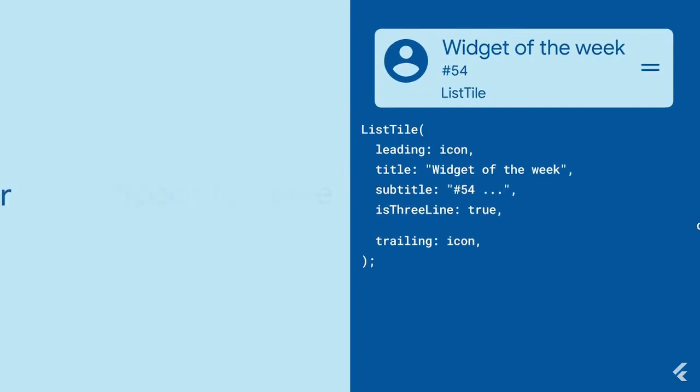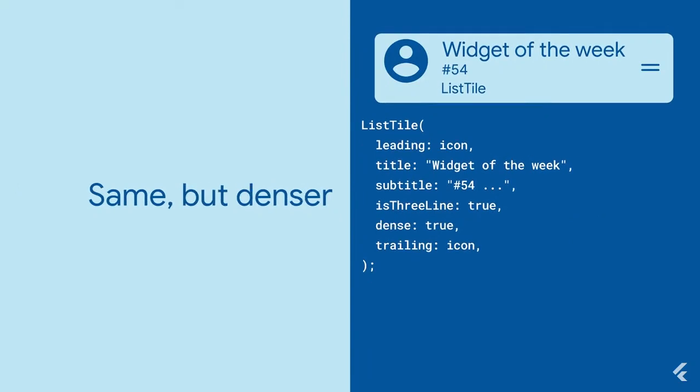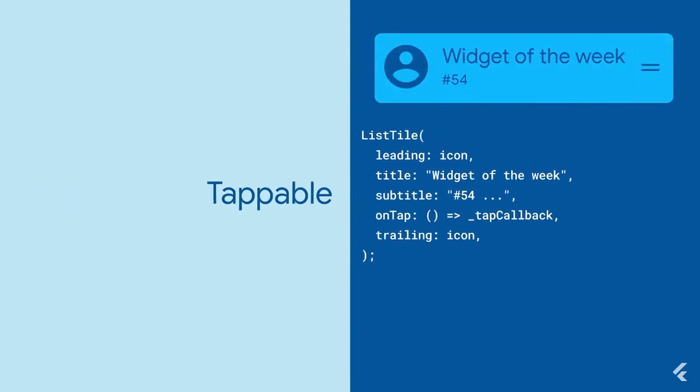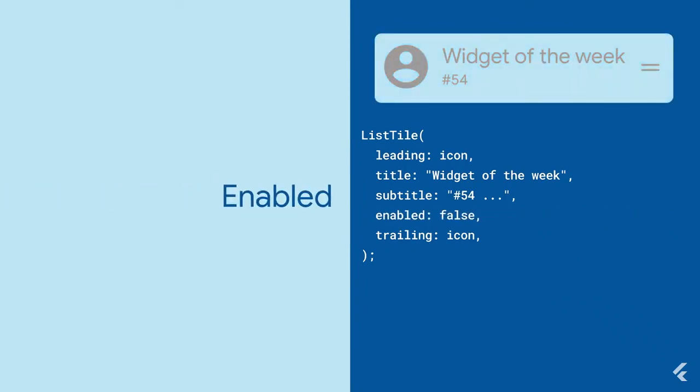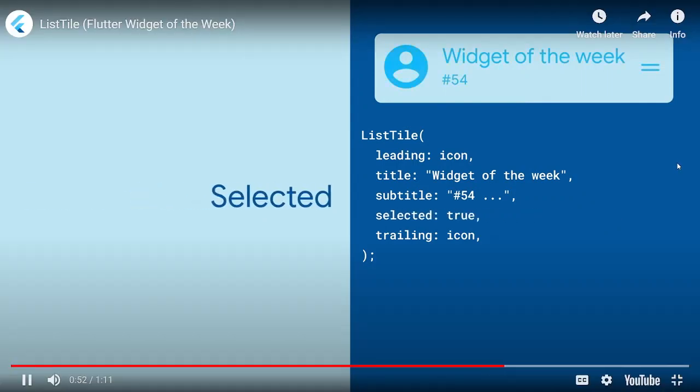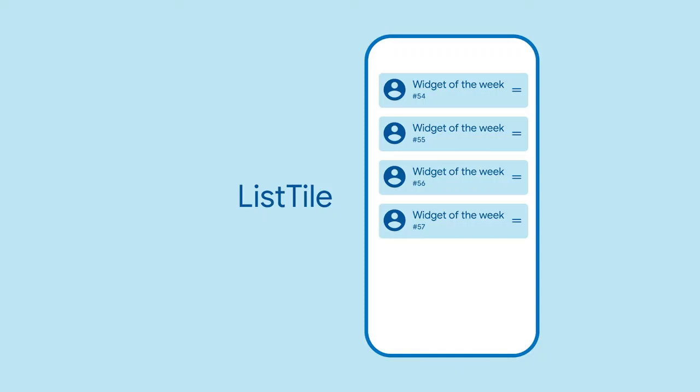Make things smaller and denser with the dense property, and you can make it interactive with the on tap and the on long press callbacks. To give the user some hints on the list tile's interactivity, use the enabled or selected properties to style that tile. And that's it. You now have a list of items that follow the material spec.